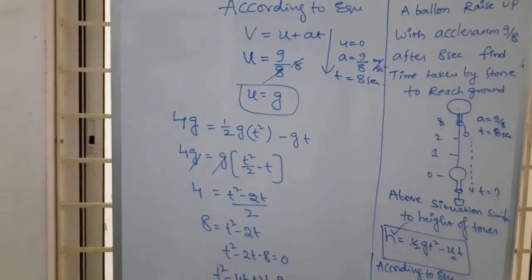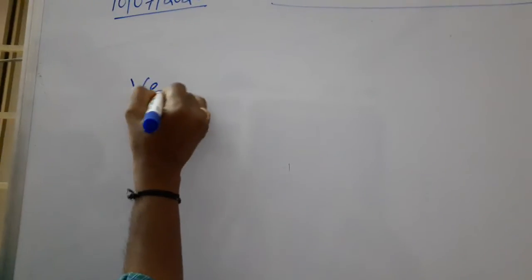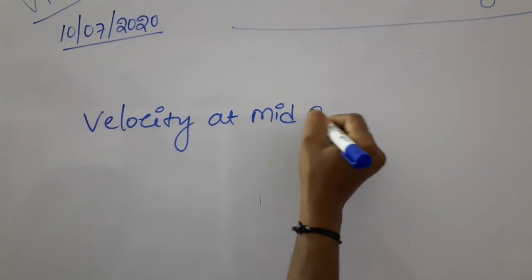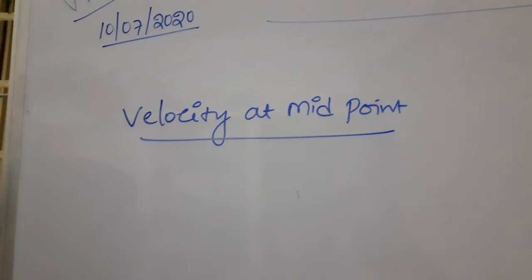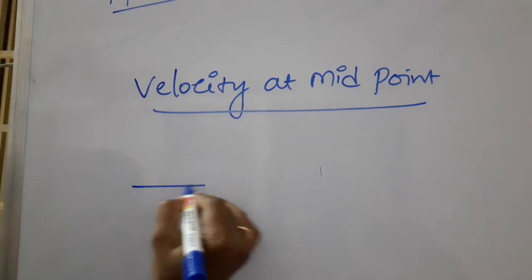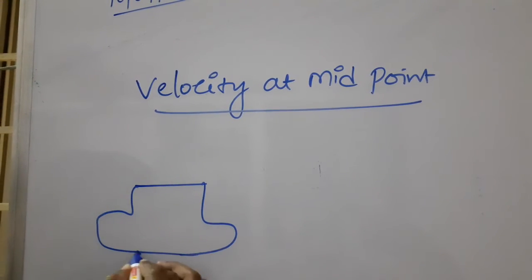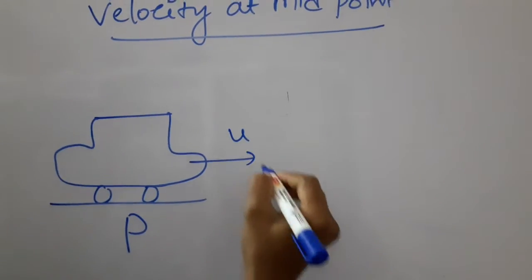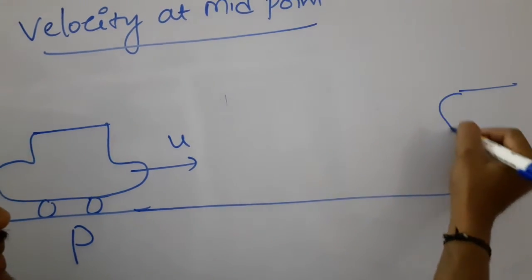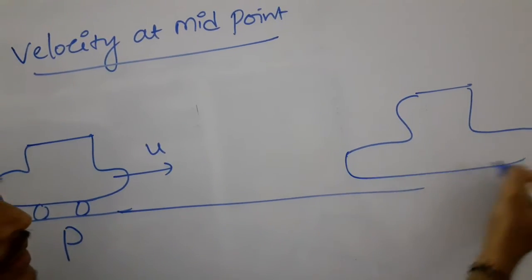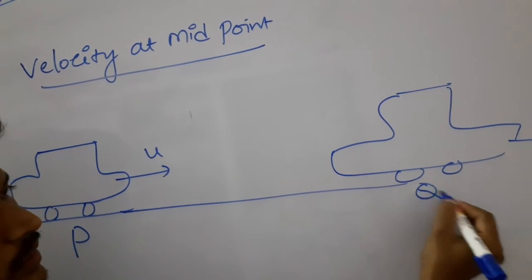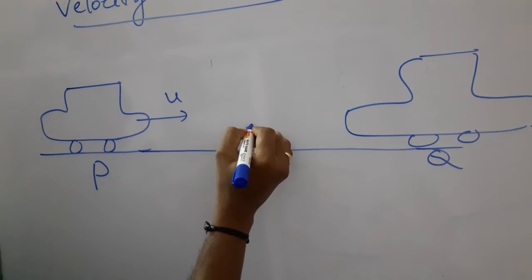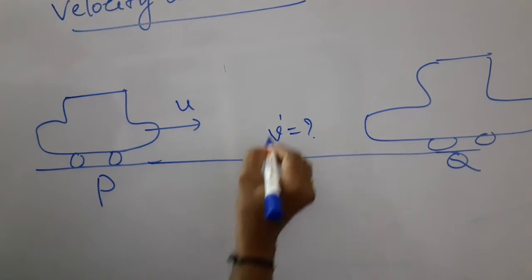Velocity of the body at midpoint. So we can consider a car. The car is initially at point P, velocity is u. Then it is reaching point Q, velocity is v. What is the velocity at this midpoint? This is the midpoint.